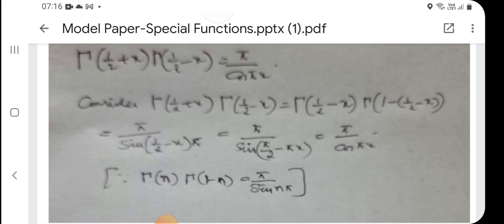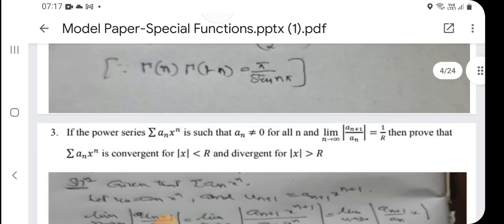Now here n is nothing but 1 by 2 minus x. So that is pi by sin of half minus x into pi, so pi by sin of pi by 2 minus pi x. Sin 90 minus theta is nothing but cos theta, so pi by cos pi x. Okay, right. Next, third one.